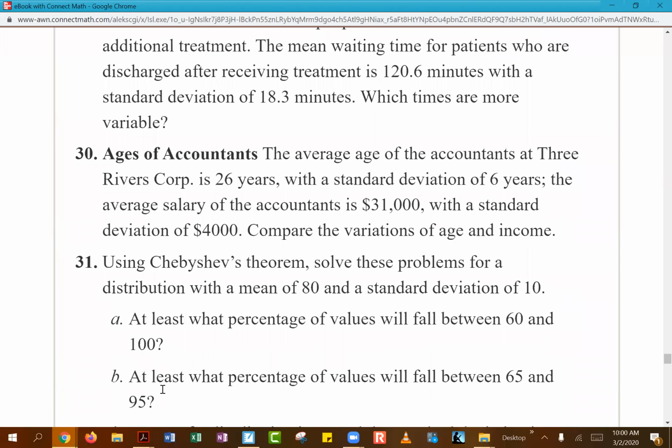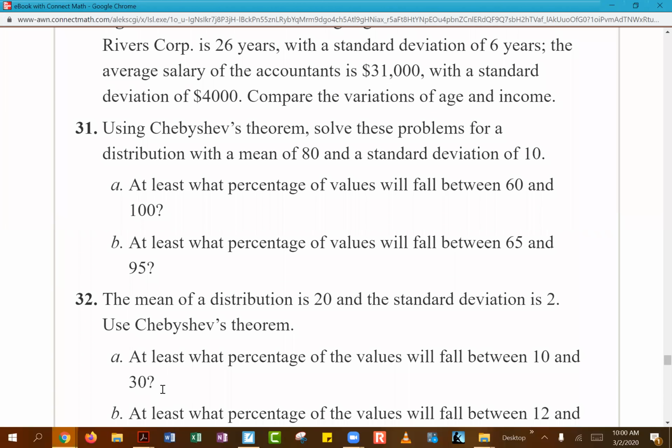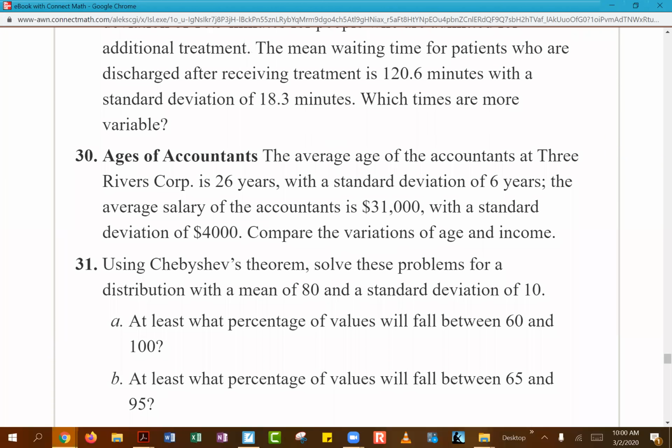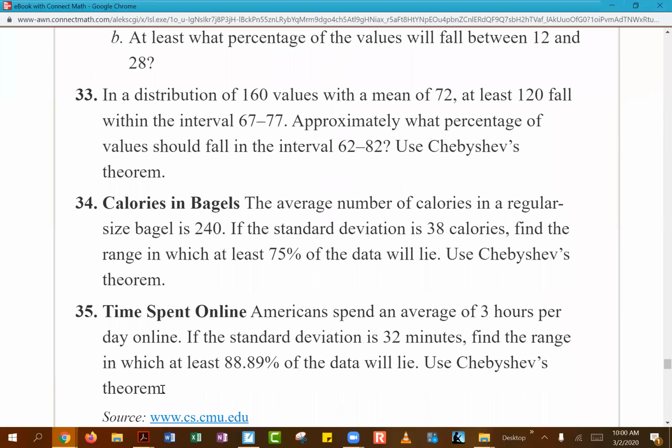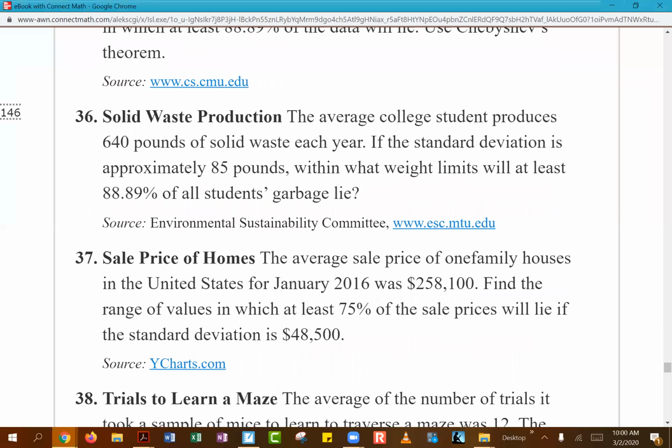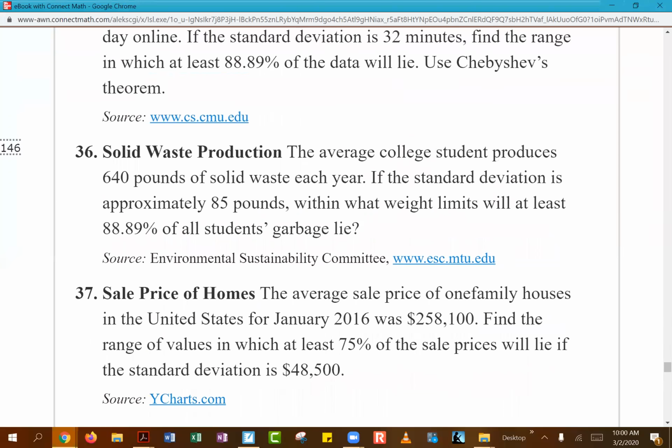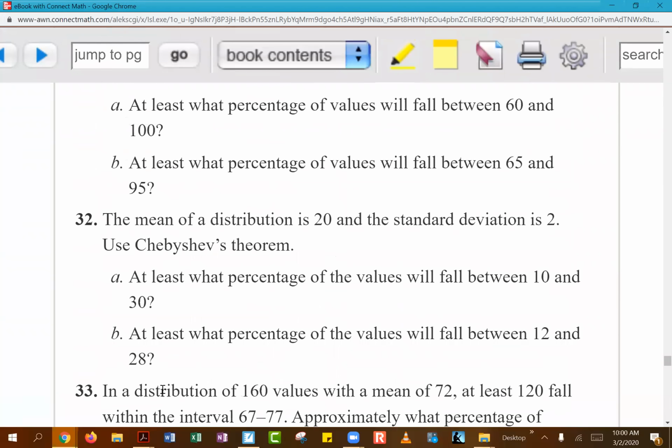I'm actually not sure if they give us an example on range rule of thumb. Because this is where we're getting to Chebyshev's theorem.